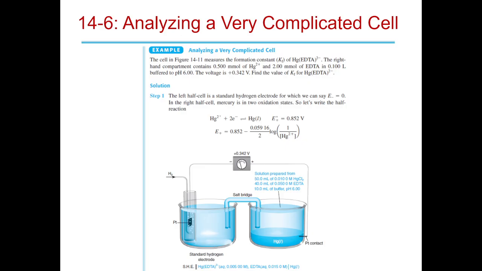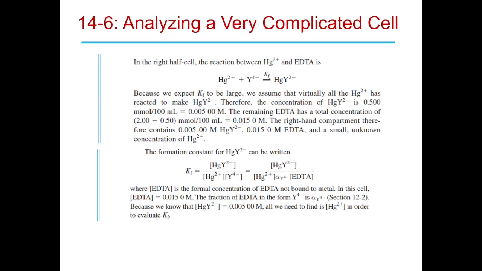See that? At pH 6, most of it won't be in the Y4 minus form, will it? So we will have to add that in. That's that alpha, Y4 minus here. It's multiplied by the EDTA concentration. That will give us the amount of Y4 minus in the solution, right?